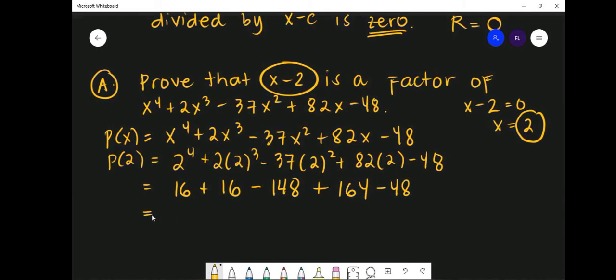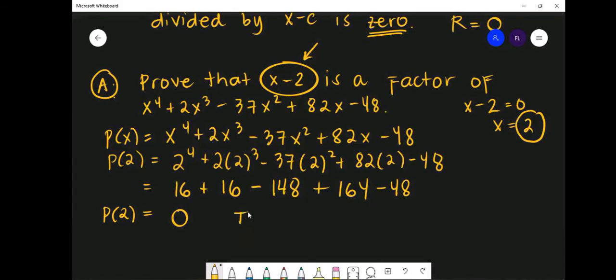So this is equal to, we add this together, 16 plus 16 minus 148 plus 164 minus 48. Kapag kinompute natin yan, the answer will be 0. So that means p of 2 is equal to 0. Kapag nag-0 again yung remainder natin, ibig sabihin, by factor theorem, we already proved that x minus 2 is a factor of the polynomial x raised to 4 plus 2x cubed minus 37x squared plus 82x minus 48.